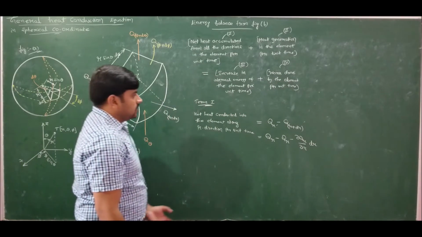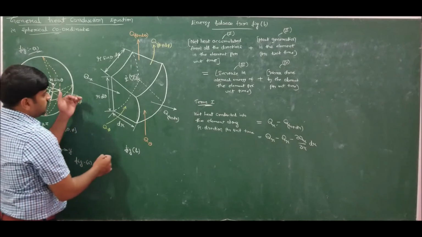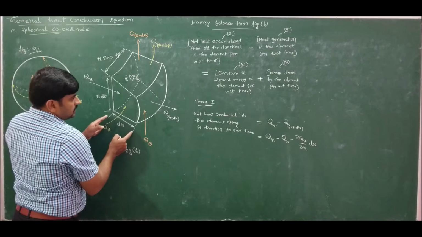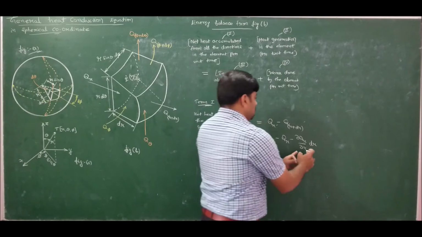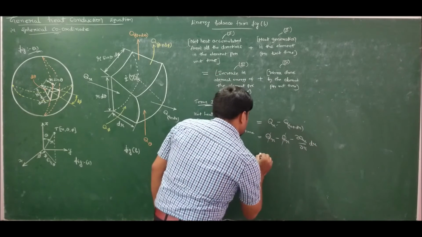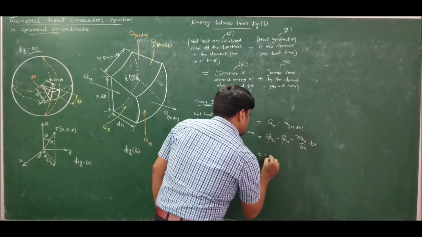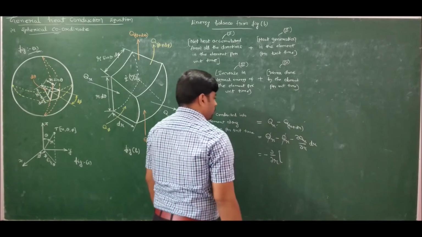We should take the rate of change along the direction. The rate of change along the direction of r is based on the thickness dr. So therefore we have taken the dou r and dr. Now these two will get cancelled. This is equal to minus dou by dou r of.